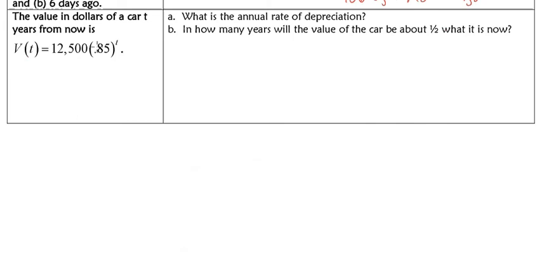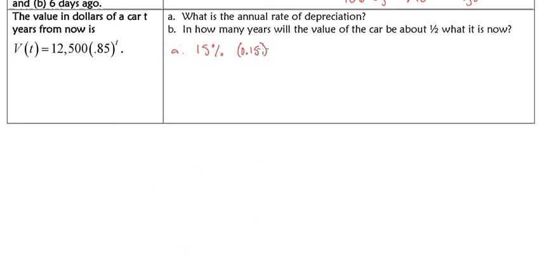1 plus r or 1 minus r if it's decay or depreciation. So A, hopefully we can see pretty easily, is going to be 15%. It's missing 0.15, and so A is 15%, or as a decimal, 0.15. All right, and then B, what is the annual rate of depreciation?